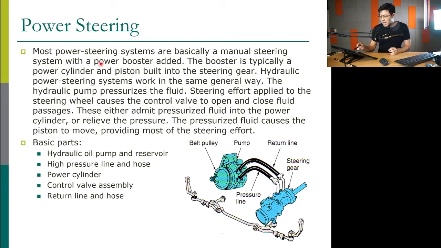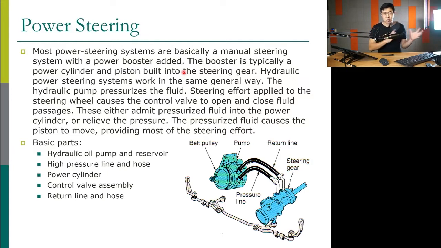So it has some kind of power booster, which is basically, the typical system has the power cylinder, which is the hydraulic cylinder and piston, built into the steering gear. So we have a steering gear, that is rack and pinion, and we add a cylinder there, connected to the steering gear. The cylinder has hydraulic fluid, so we use the hydraulic force to push the wheel left and to push the wheel right.